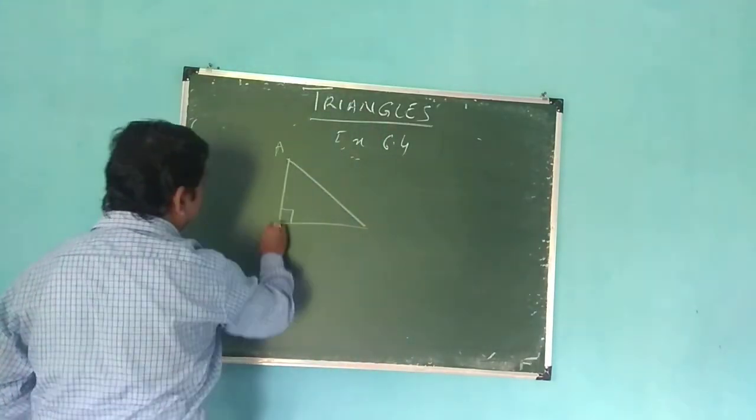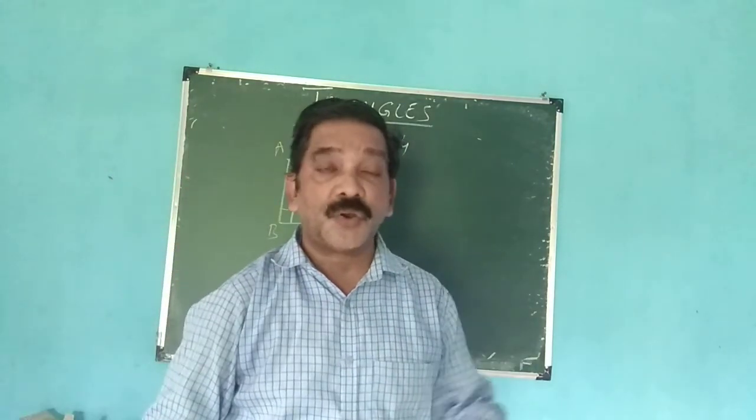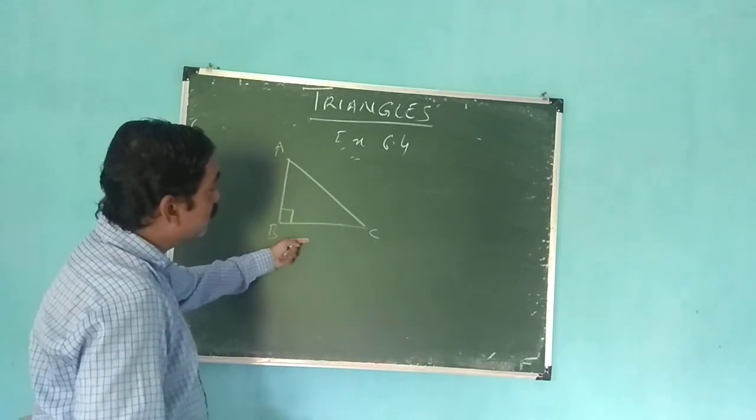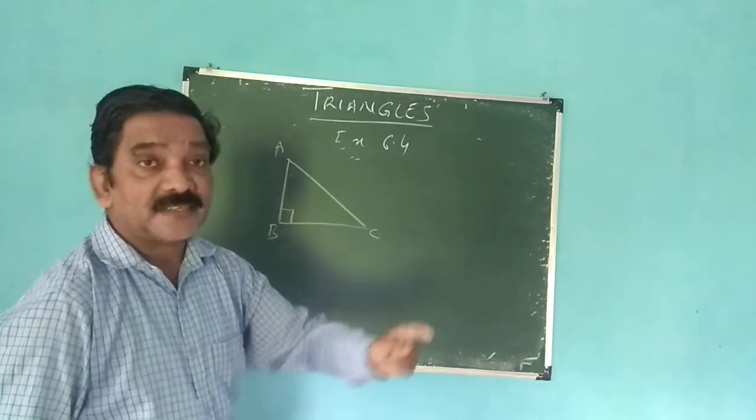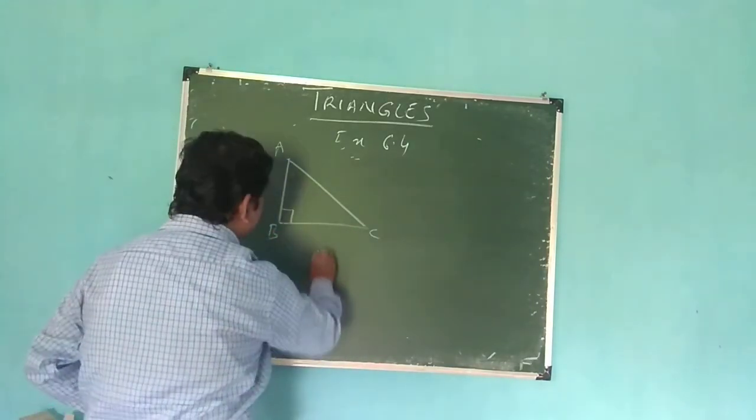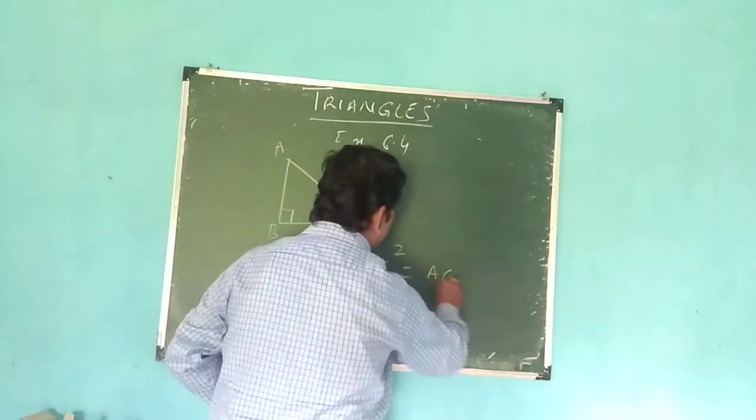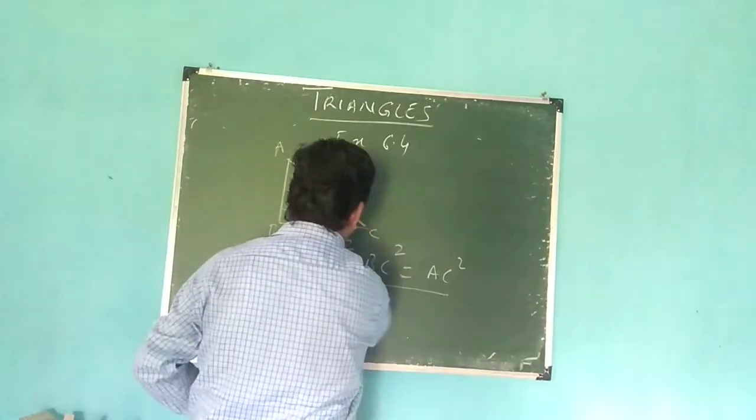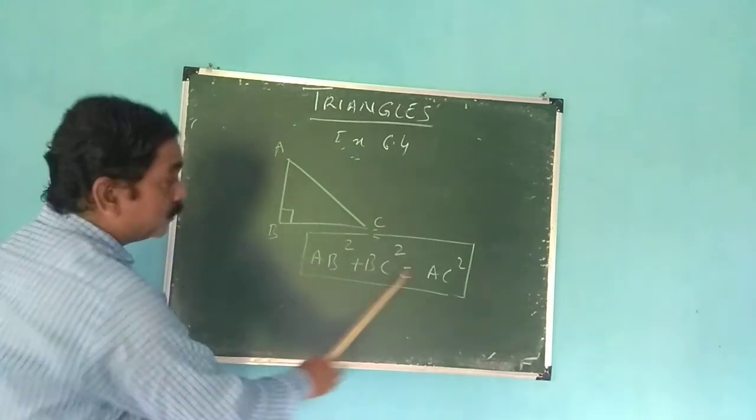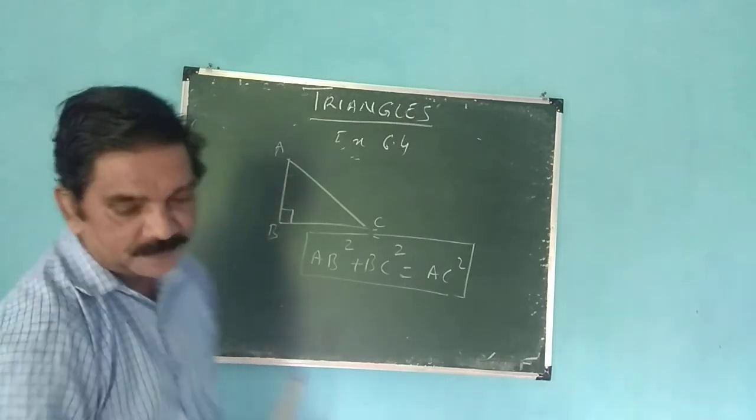Let me write here A, B, C. Pythagoras was a great mathematician. According to him, the sum of squares of two sides is equal to the square of the third side. Two right sides. Alright, two right sides means AB is a right side, BC is a right side. That means AB square plus BC square is equal to AC square. Alright, this is called Pythagoras property. Clear? AB square plus BC square is equal to AC square.